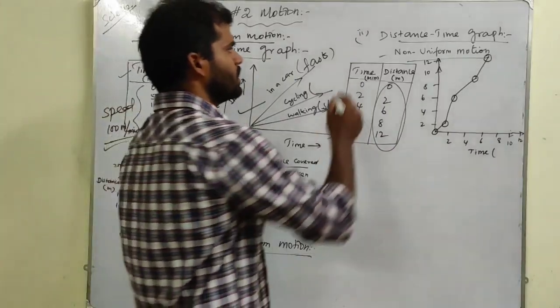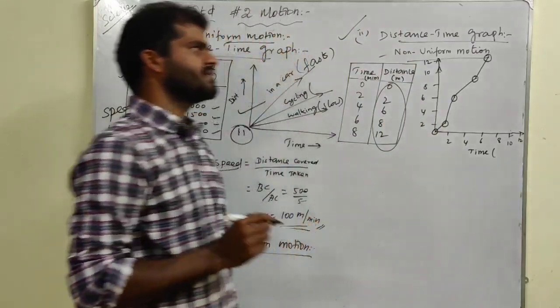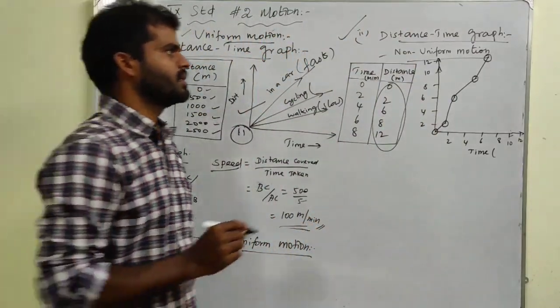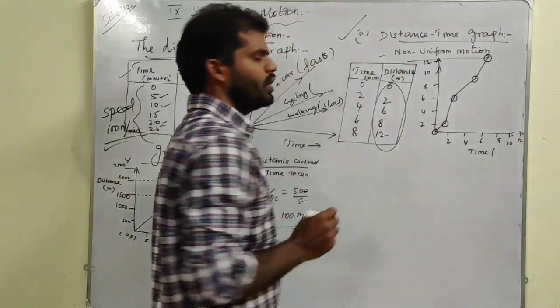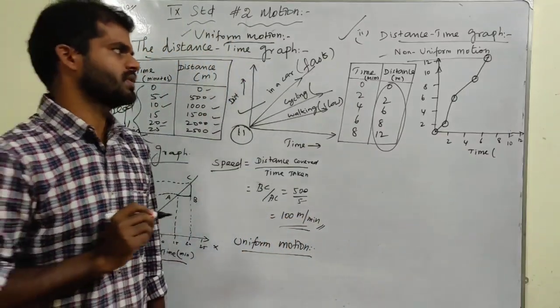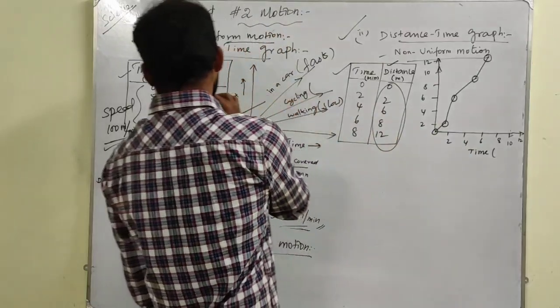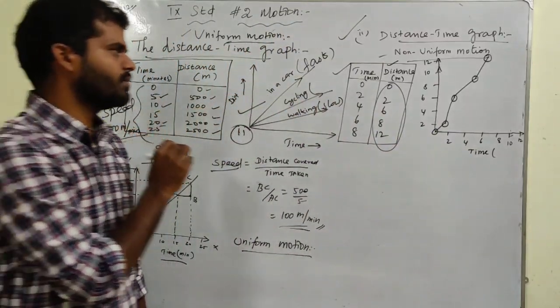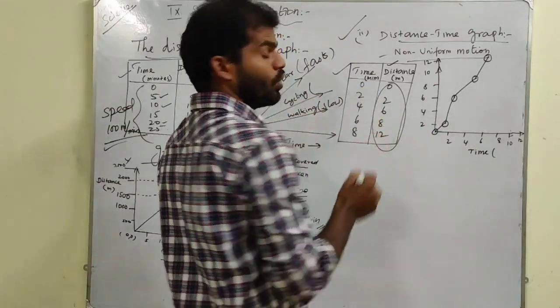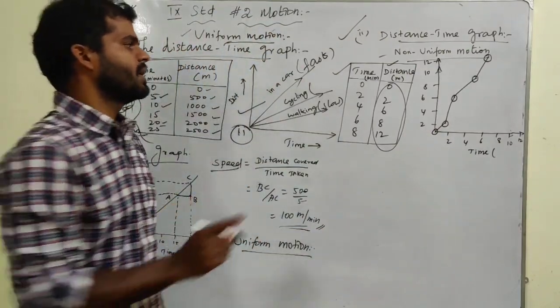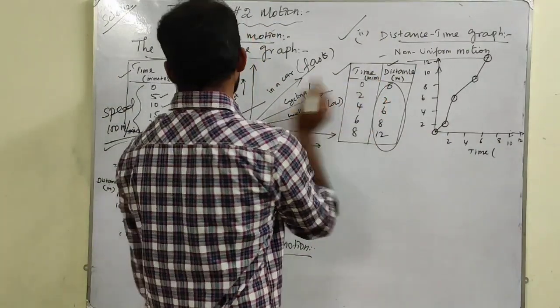What's happening in the second case, the distance-time graph for non-uniform motion? Why do we call it non-uniform motion? This is distance, right? As we did in the first case, we take the same way, because we should not change the time interval. The time interval should be equal in all the cases.